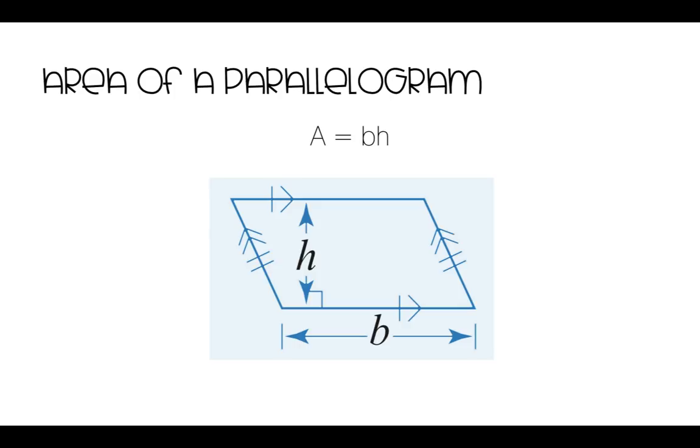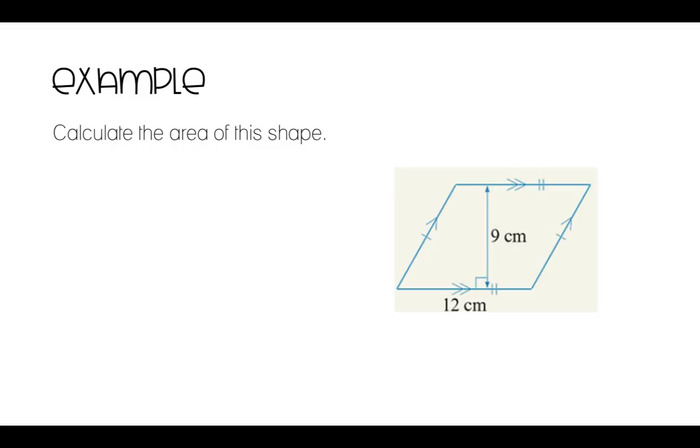To find the area of a parallelogram, we multiply the base times the height. Now, like in a triangle, the height is perpendicular, or at a right angle, to the base. This side here is not the height because it is not at a right angle to our base. So we're looking for a right angle to our base. Calculate the area of this shape. We use base times height, which means 9 times 12. 9 times 12 is 108, so we have 108 centimeters squared as our area.